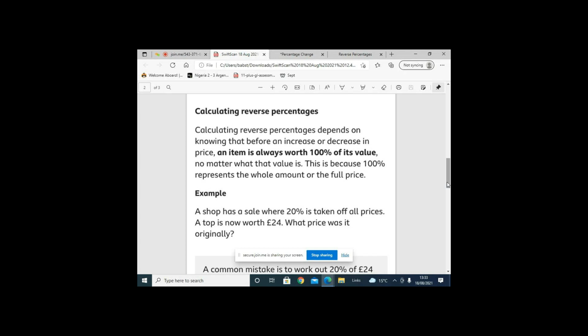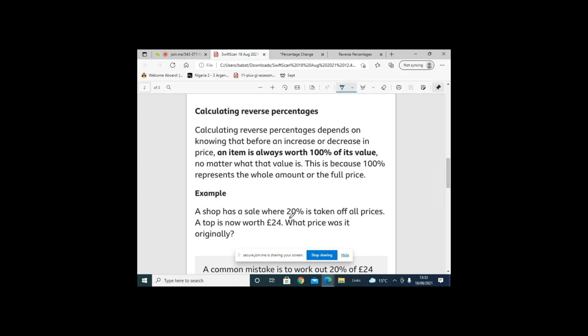So for example, a shop has a sale where 20% is taken off all prices. A top is now worth 24. What is the price originally? So this is what you do for this one.